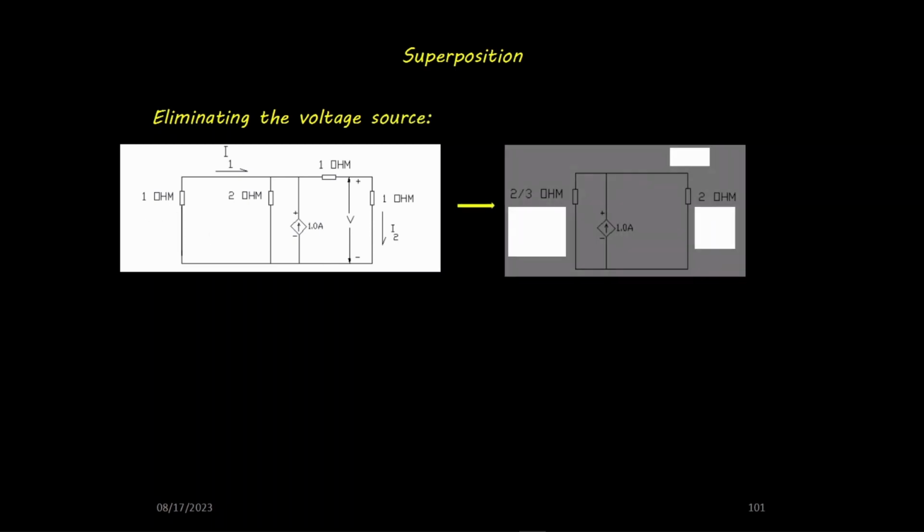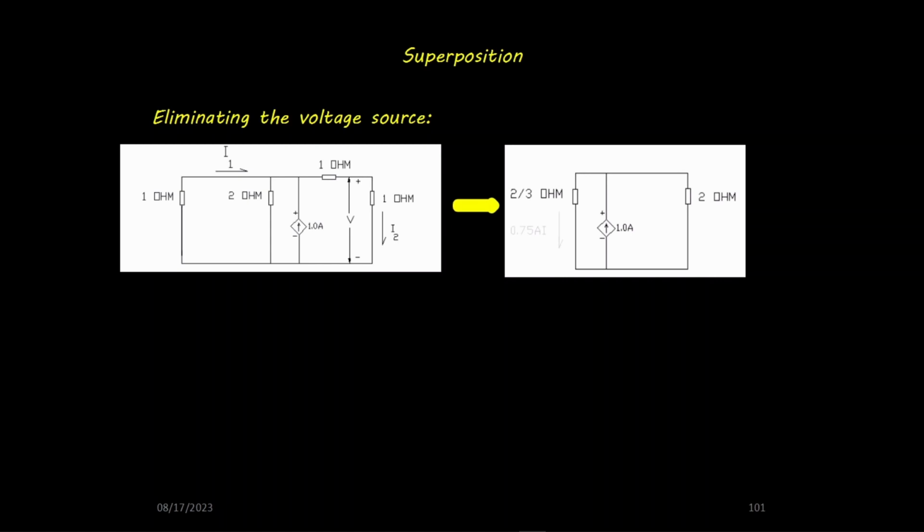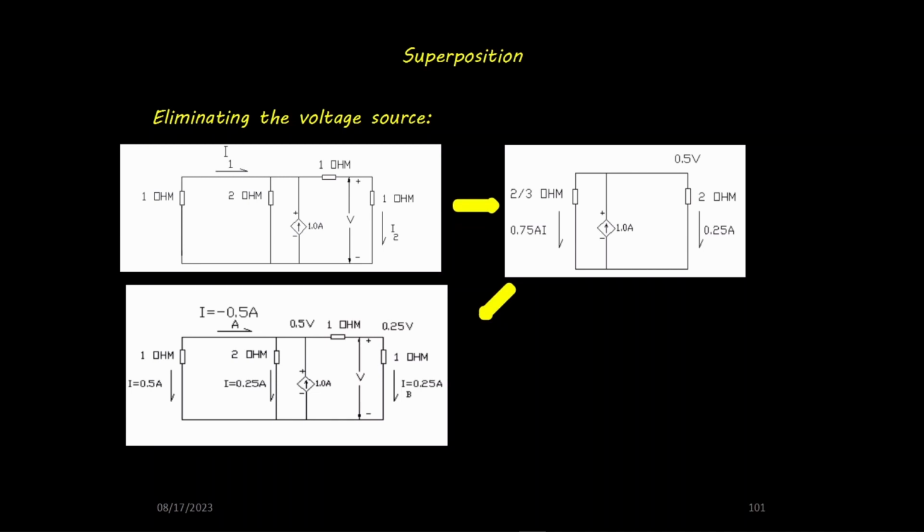Eliminating the voltage source, we get the first circuit. Reducing the circuit, combining the parallel 1 ohm resistor and the 2 ohm resistor, we get an equivalent resistance of 2/3 ohm as shown in the second circuit. Calculating the currents using the current divider rule, we get 0.75 amps and 0.25 amps, with a source current of 1 amp. Calculating the voltage, we get 0.5 volts. Expanding the circuit, we get the branch currents and node voltages shown.